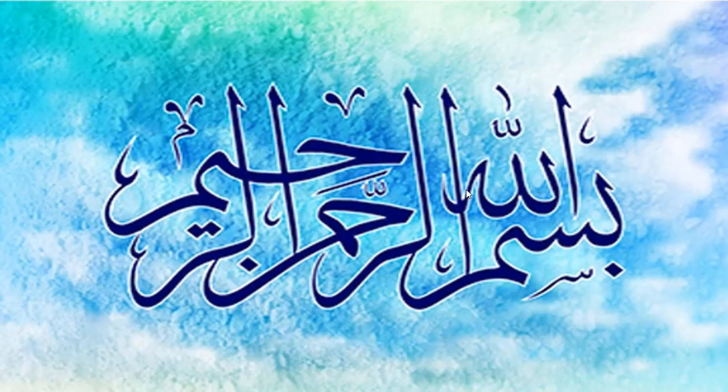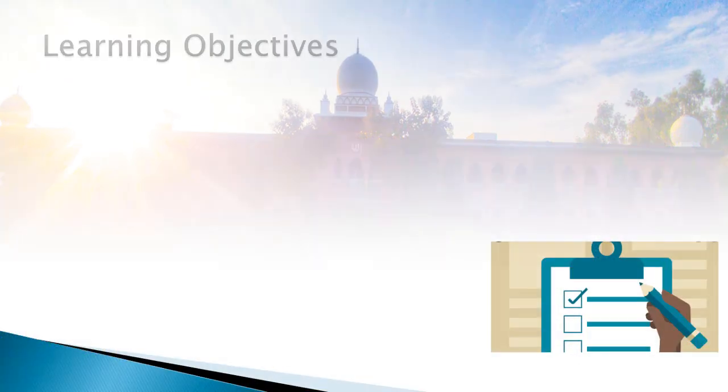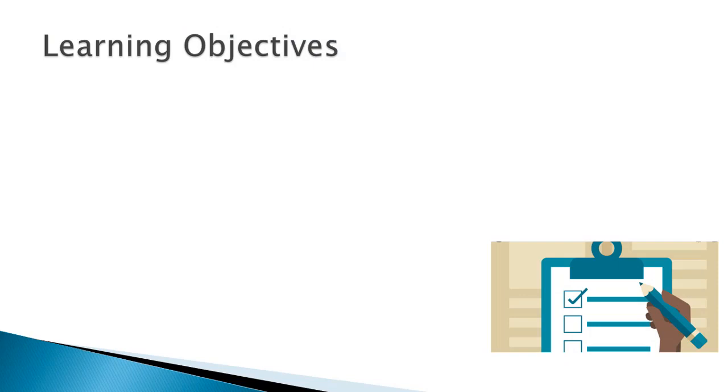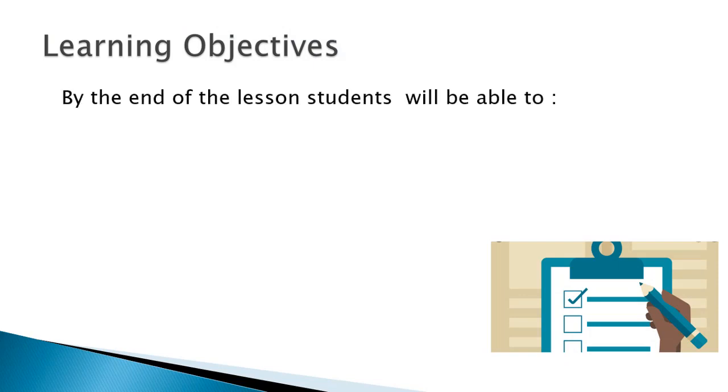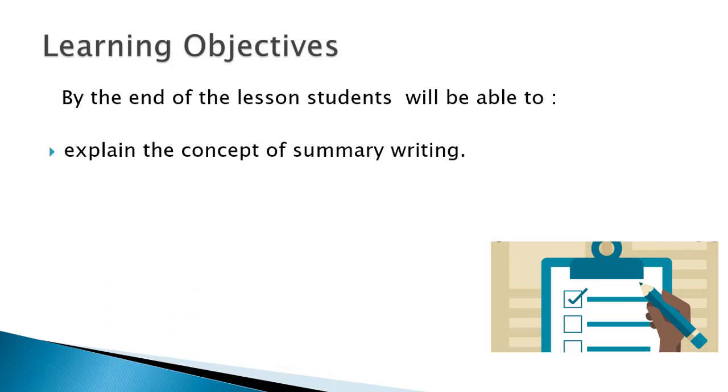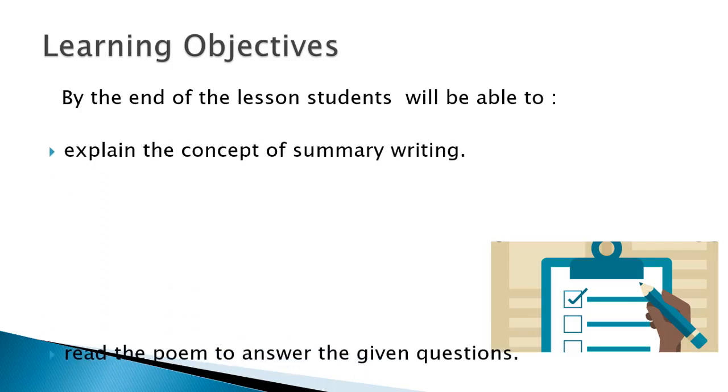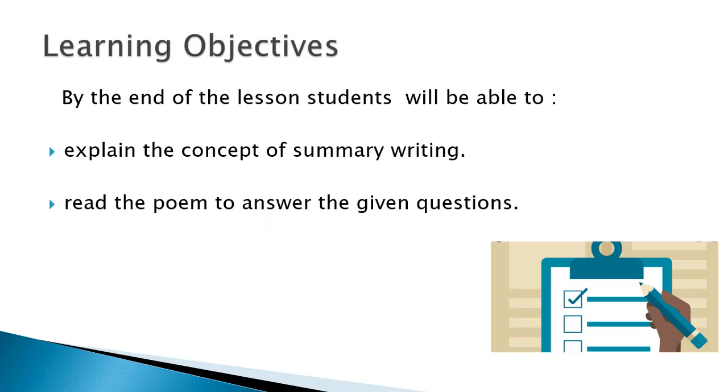Bismillahirrahmanirrahim. Students, you have already been taught the poem Mother to Son. In today's lecture, we will learn how to write the summary of Mother to Son. Learning objectives of today's lesson are: by the end of the lesson, students will be able to explain the concept of summary writing, read the poem to answer the given questions, and write the summary of a poem.